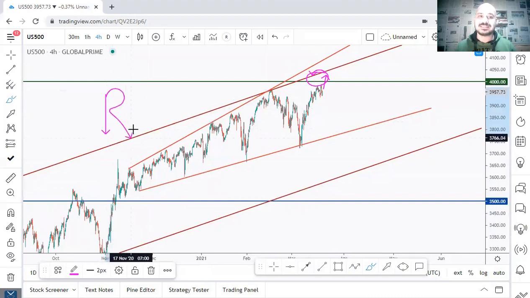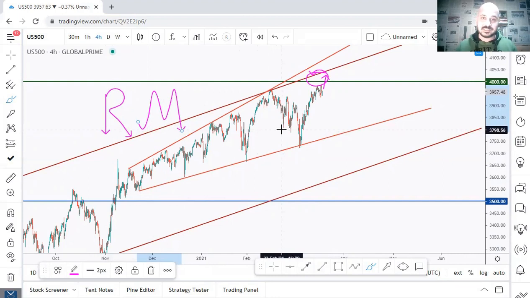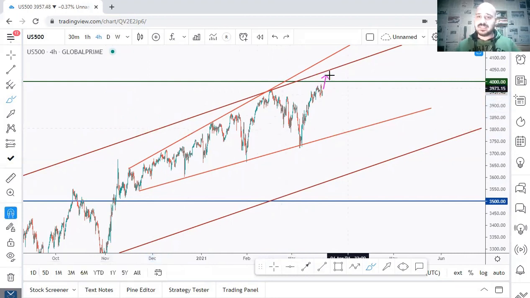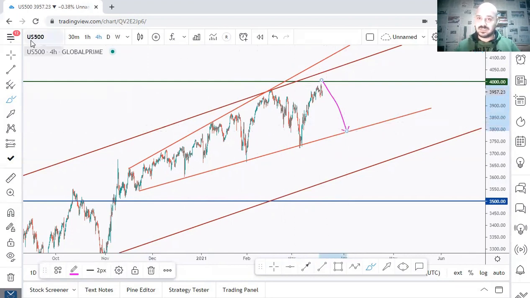And we are nothing but risk managers, right? We are trying to put the odds in our favor, right? And to find areas where the market would give us an edge, right? And here we are only interested in selling US 500.